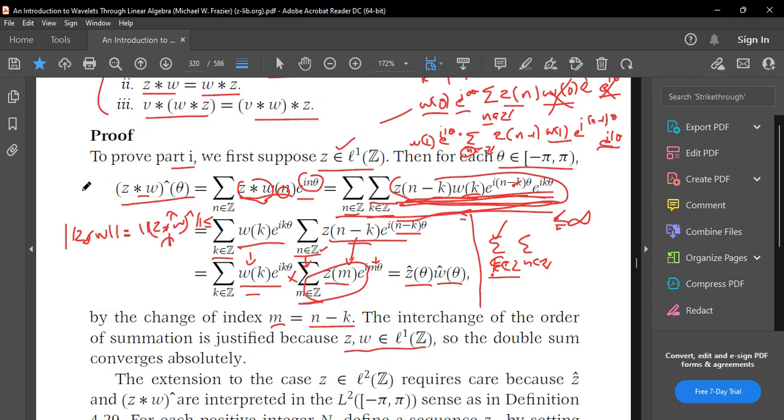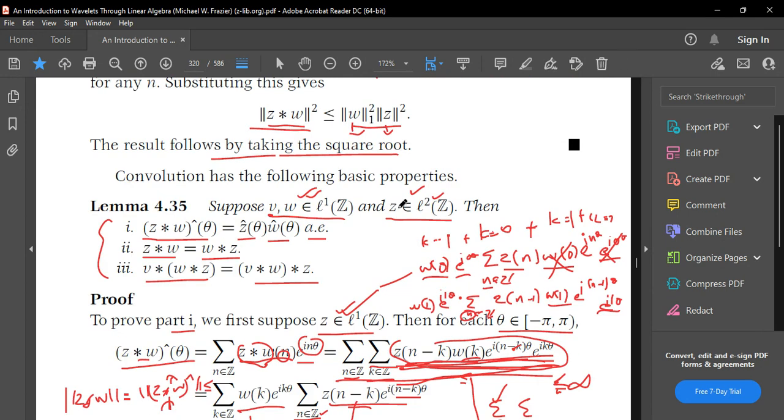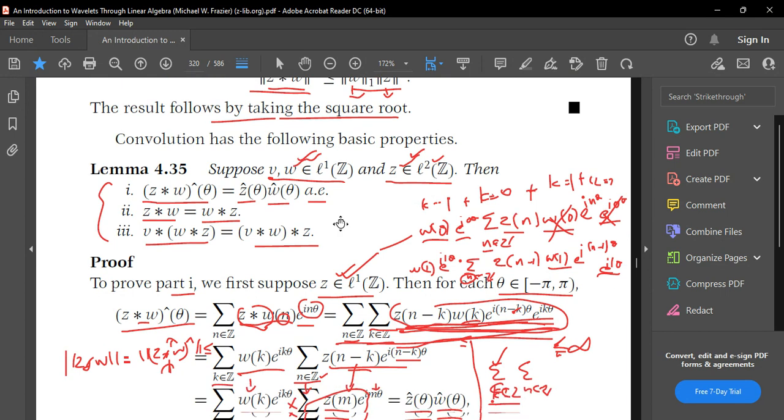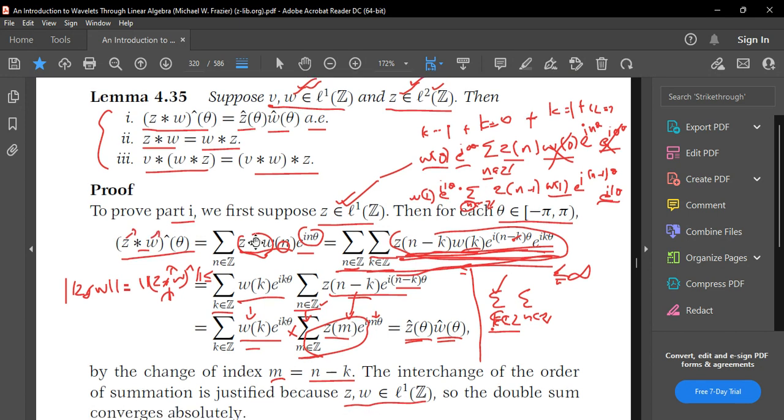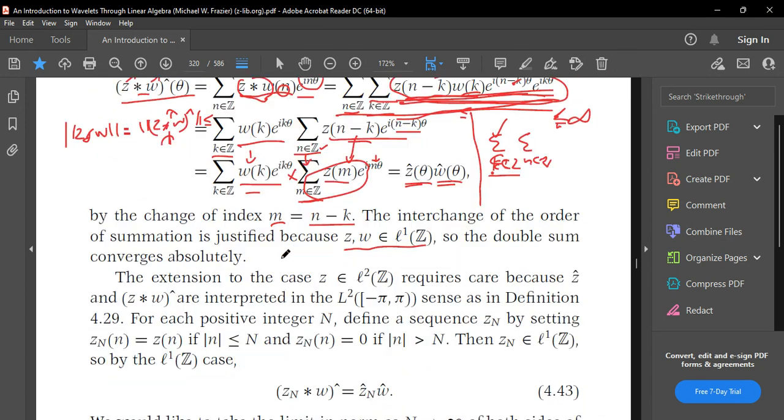So this z star w cap of theta is equal to z cap of theta into w cap of theta for z belongs to L1 of Z. We have to prove this result for z belongs to L2 of Z and w belongs to L1 of Z. So here it is z belongs to L1 of Z and w belongs to L1 of Z. We will prove it for z belongs to L2 of Z.